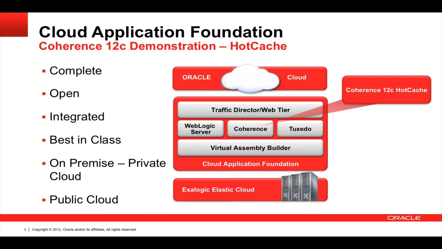So in terms of context, we're talking about a component of the Cloud Application Foundation, which of course is Coherence, and more specifically a piece of Coherence called the HotCache feature, which integrates, as I mentioned, Oracle GoldenGate with Oracle Coherence.